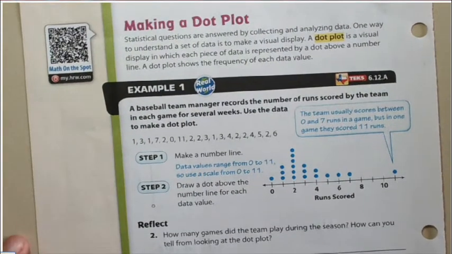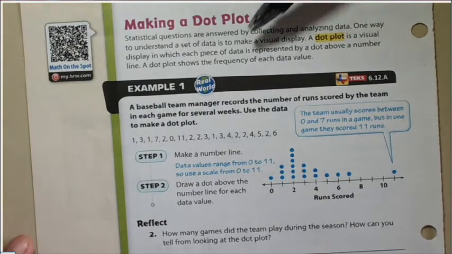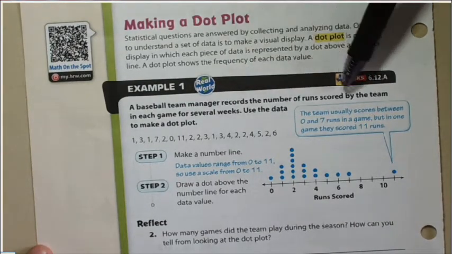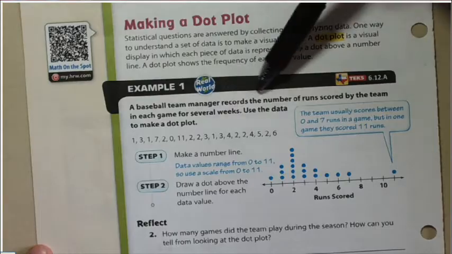So we're going to talk about a dot plot, and a dot plot is a visual display in which each piece of data is represented by a dot above a number line. A dot plot shows the frequency of each data value. So frequency means how many times something's occurring. So example 1 says, a baseball team manager records the number of runs scored by the team in each game for several weeks. Use the data to make a dot plot.